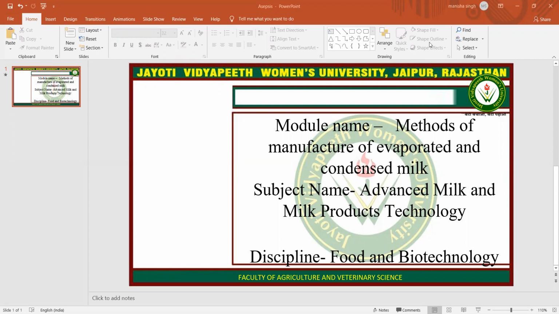For receiving milk, we will check the quality of milk by doing platform tests, mainly the alcohol test and clot on boiling test. Then we will preheat the milk to 38 to 40 degrees Celsius to increase the efficiency of filtration and clarification. After that, filtration and clarification to remove any extraneous matter present in the milk, that is dust, dirt, particles.